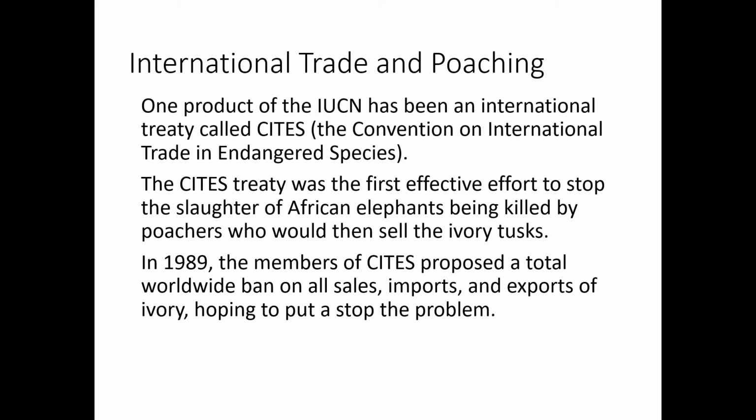One product of the IUCN is what's called the Convention on International Trade in Endangered Species, or the, I'm not sure how you pronounce it, the CITES Treaty. And a benefit that's come from this treaty was it helped to stop the slaughter of African elephants by poachers who were selling the ivory tusks for profit.